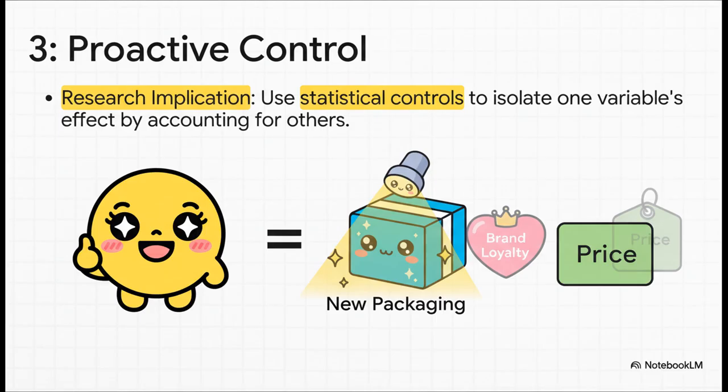And finally, takeaway number 3. You can be proactive about this stuff. You have the power to control for it. So for all the researchers out there, when you're digging into consumer surveys, you can use statistical controls to zero in on the effect of one thing, like new packaging, while also accounting for other things like price or how loyal people are to the brand. The point is, you have the tools to get to the real answer.